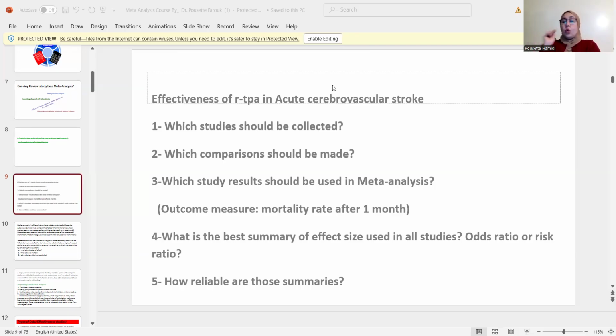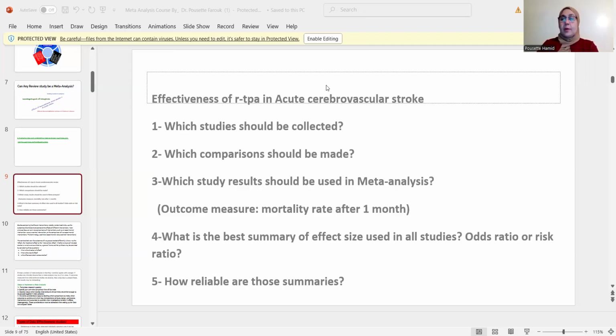Mortality rate after 1 month, so all of the collected studies should have this mortality rate after 1 month quantitative data. If it is a good study and it talks about mortality rate after 1 month, but I cannot find numbers, I cannot find tables, there should be a table, a comparison, two arms, numbers of cases included, sample size in this arm and sample size in this arm, and those who died after 1 month in this arm and those who died after 1 month in this arm. If this is not present, you cannot include this in your meta-analysis.